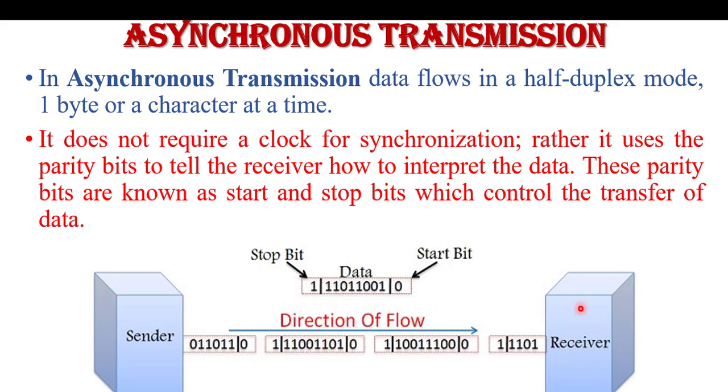When 0 arrives at the receiver, the receiver knows the data byte is coming, or the data transmission has started, and when 1 arrives at the end of the data byte, the receiver knows the data byte has ended. After that, a gap is introduced. So in this way, asynchronous data transmission is carried out. Asynchronous data transmission is a slow process compared to synchronous data transmission, because in asynchronous we use a parity bit, start or stop bit, and a gap between the two bytes of data.